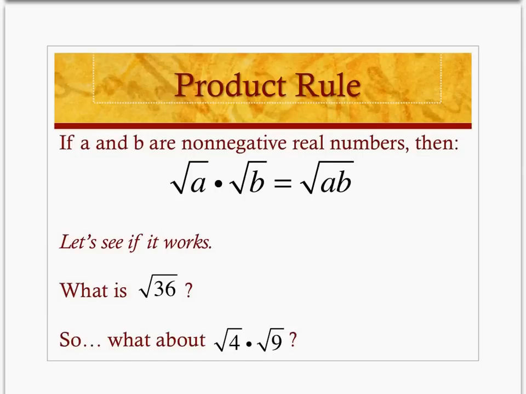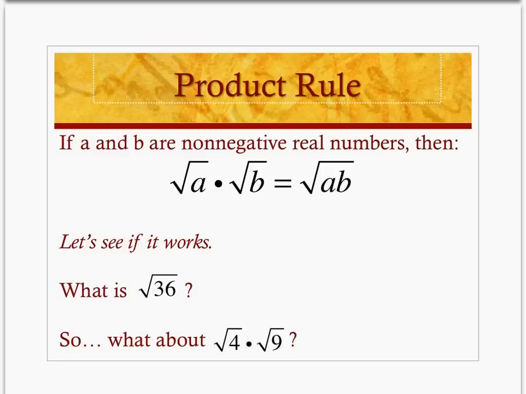Alright, so anytime we are multiplying two radicals that are the same index, so both of these are square roots, whenever we multiply them, we multiply the radicand, or the number underneath the radical, okay? So square root of a times square root of b equals the square root of ab, where we're multiplying a and b underneath the radical.